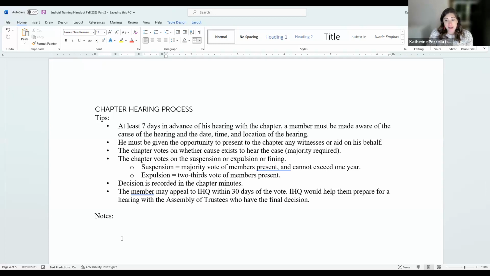Okay. Finally, I want to wrap up by talking about sanctioning. So when it comes to sanctioning, obviously we want to remember what the whole purpose of our process is in general, right? We want to reiterate accountability within the chapter. We want to reinforce brotherhood. And we want to re-educate on policy and reinforce expectations. So all of your sanctioning should be in line with that.